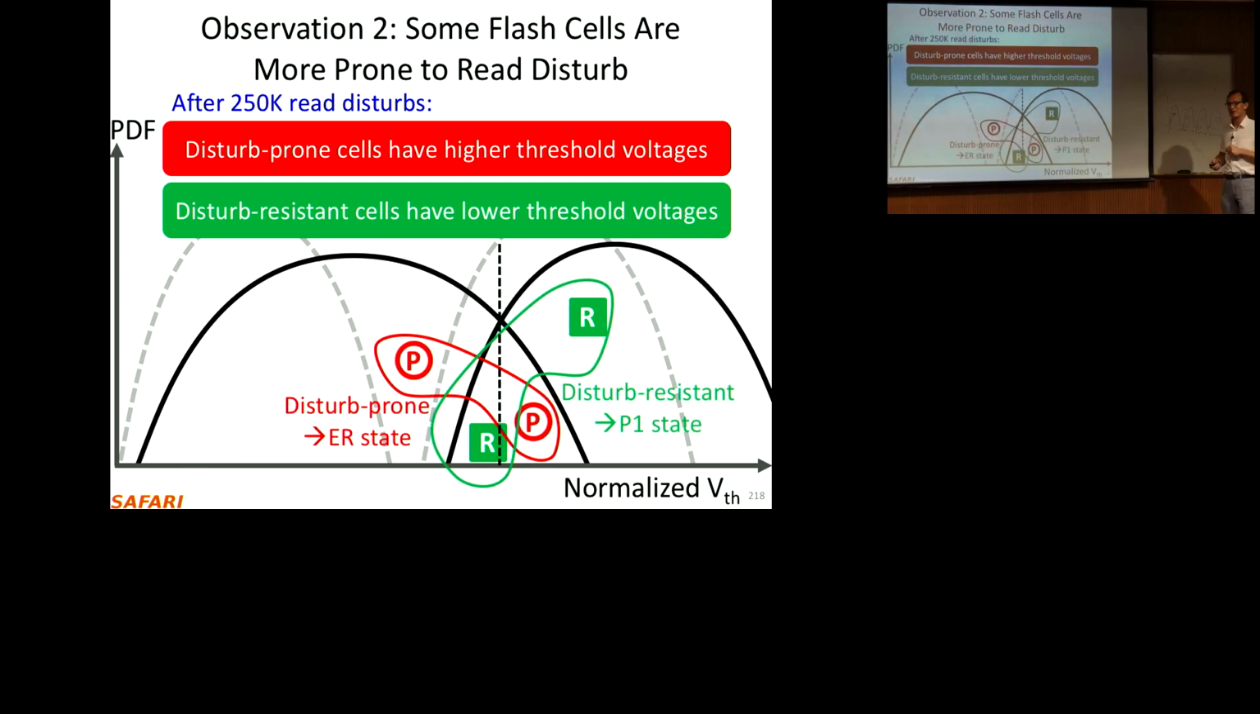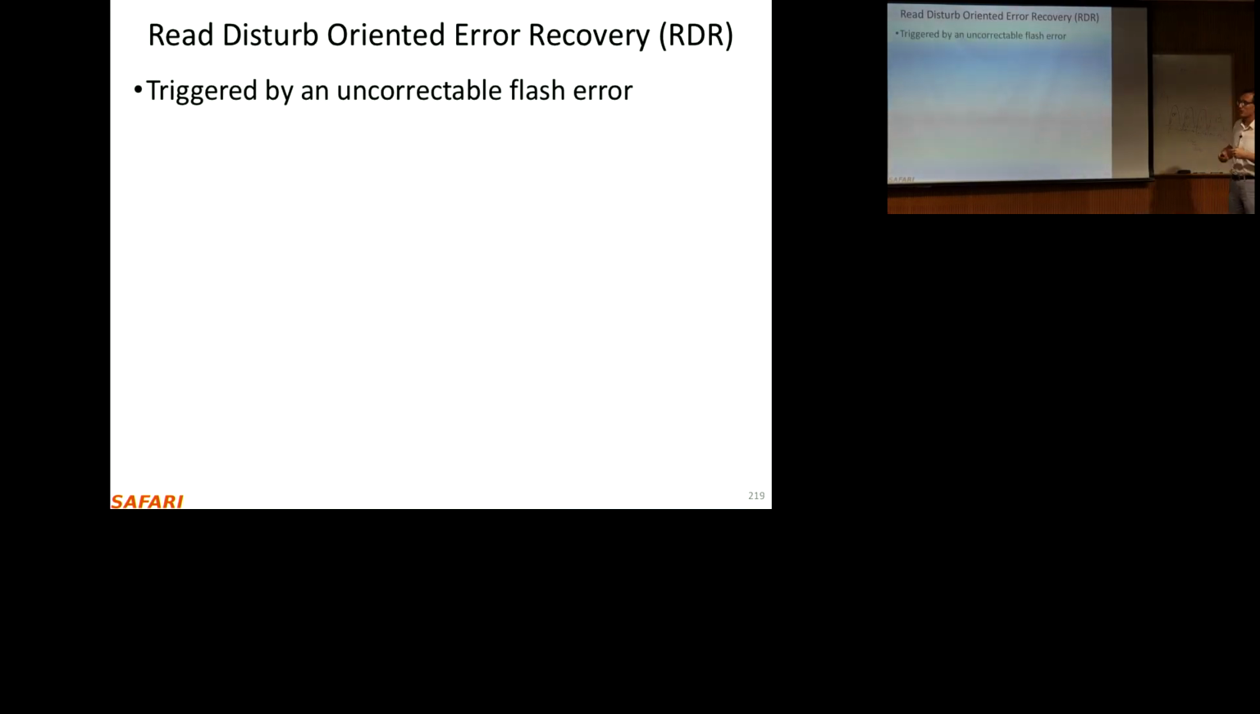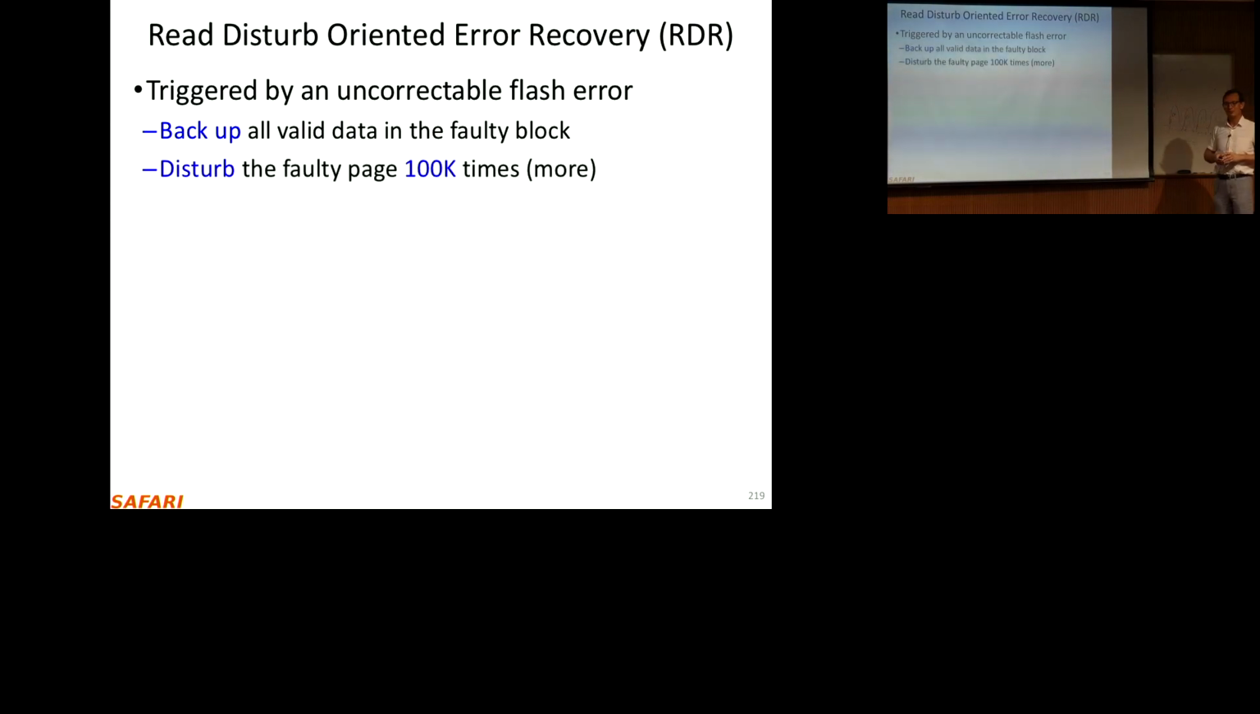So the problem that we have is basically we need to identify what is where. And that's what we would like to do. This is the idea. Whenever you have an uncorrectable flash error, normally your device fails at that point in time. You back up all the valid data in the faulty block because you know where things are uncorrectable. The idea is to explicitly disturb the faulty page 100 times, 100,000 times or more.